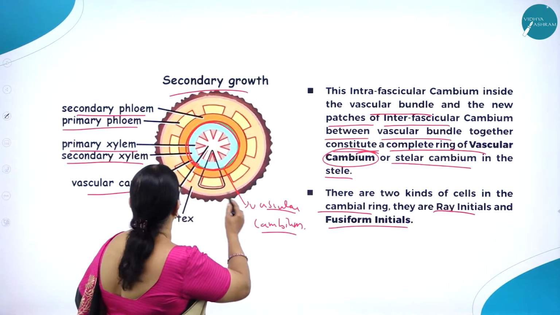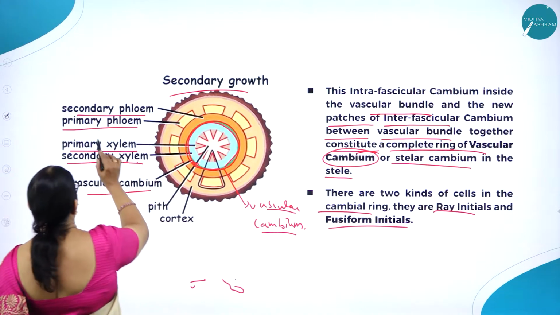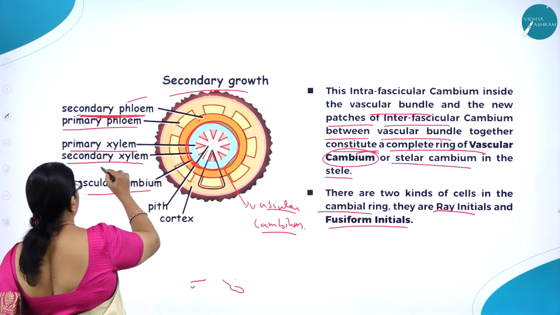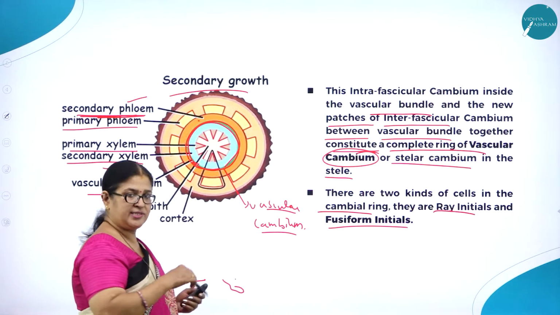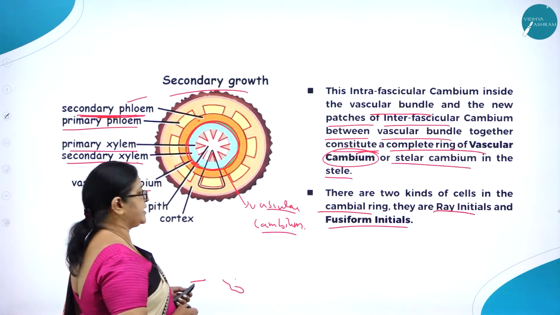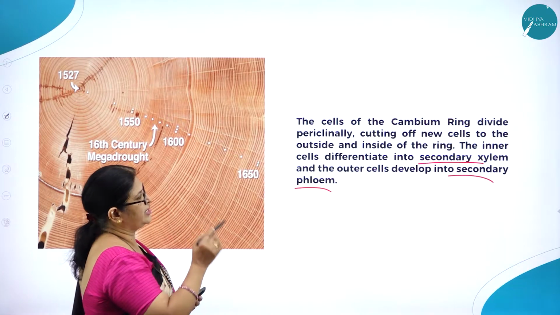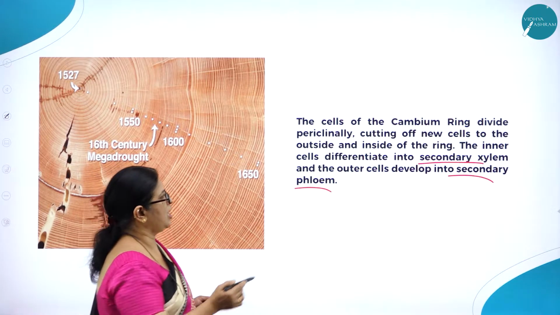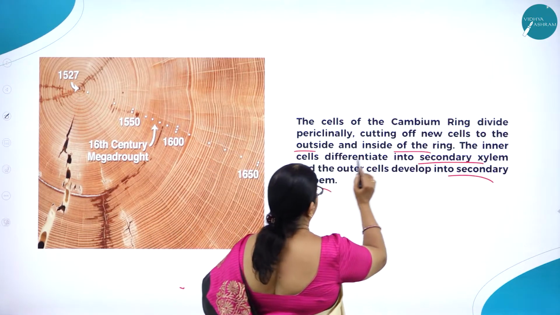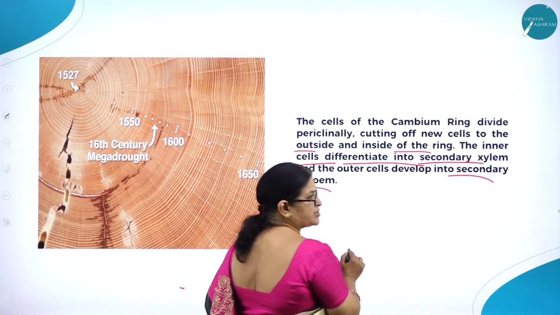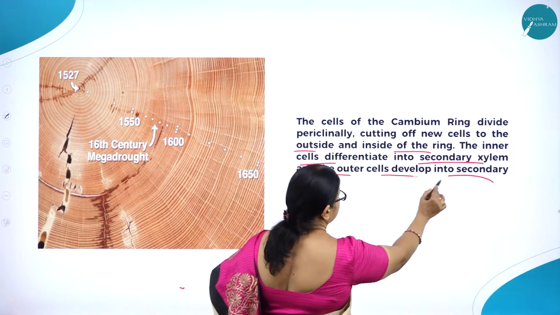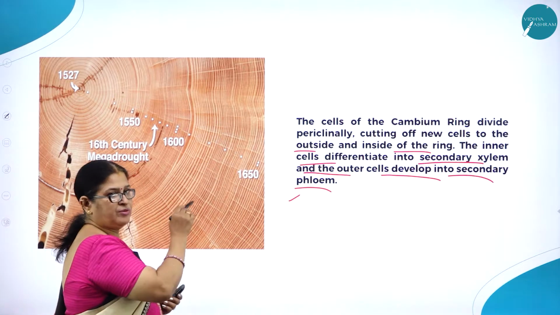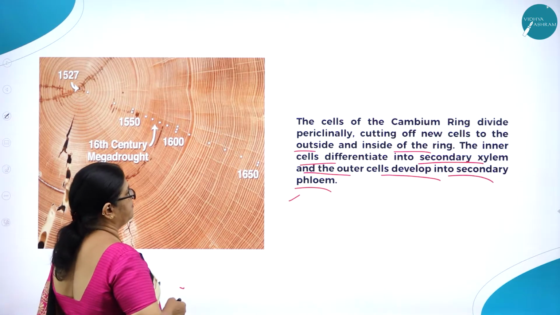Like this you can see here the secondary xylem and the secondary phloem. Here they differentiate into secondary phloem, and the one which is inside differentiates into secondary xylem. So the cells of the cambium ring divide periclinally, cutting off new cells to the outside and inside of the ring. So the inner cells differentiate into secondary xylem and the outer cells develop into secondary phloem. So here you can see how we assess the age of a tree.